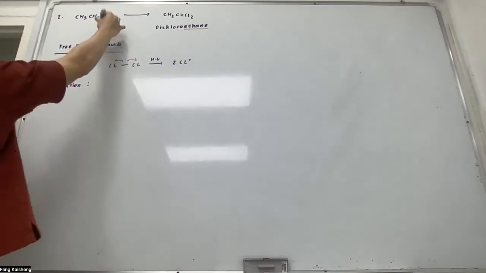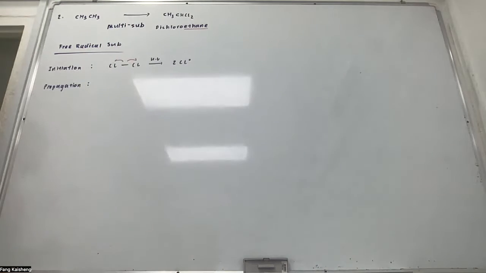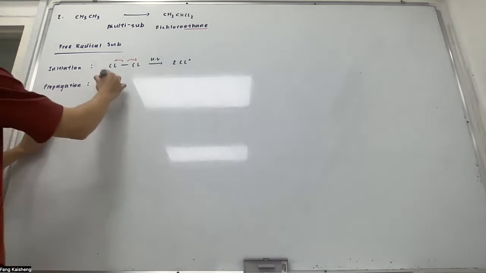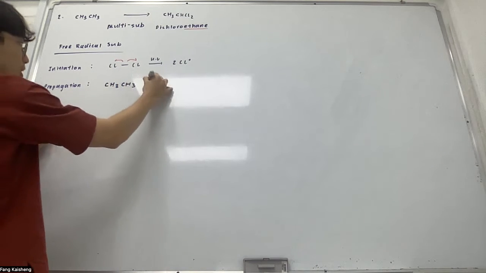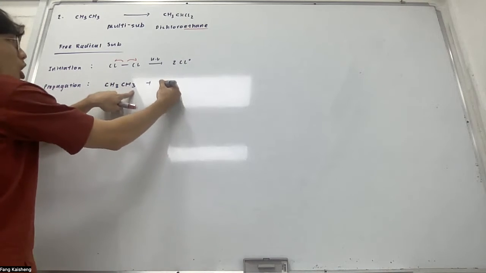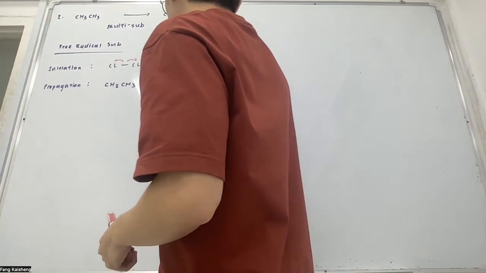The second point is this. Whenever there's a multi-substitution, you just need to repeat the propagation step, not initiation, not termination. For the propagation step, I'm going to substitute once first. You cannot substitute twice at the same time. So this is a normal molecule reacting with a radical. Most of you got this, so just bear that in mind.